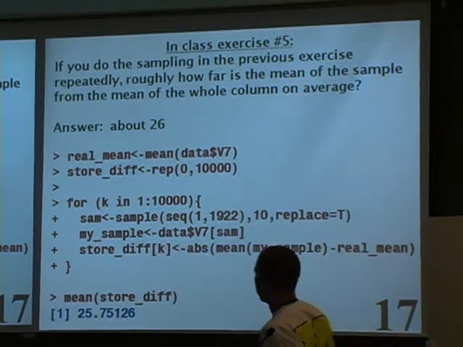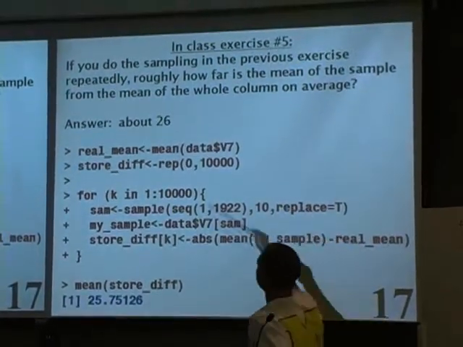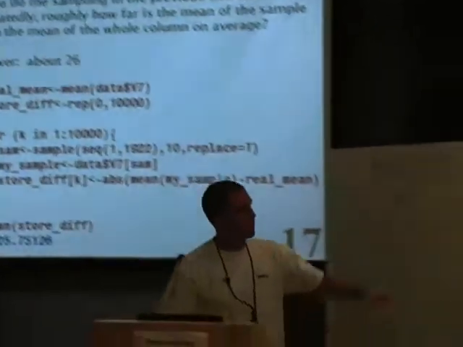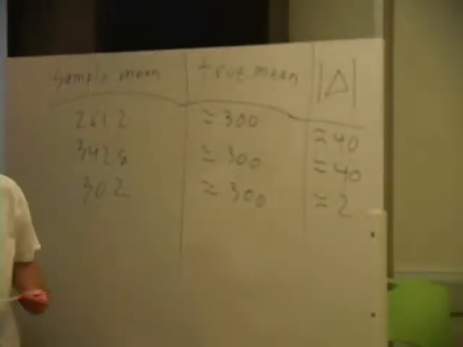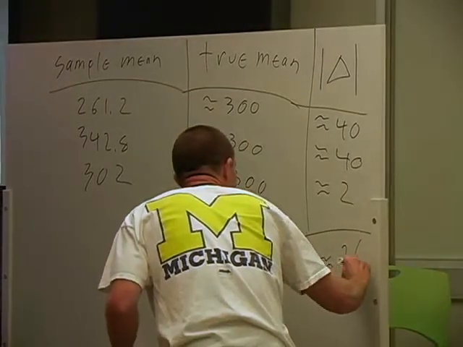And then I'm going to compute the mean of those, which this time came out to be about 25.7, or what I said here, about 26. Here you see, I got 40, 42. The claim is that this thing averages roughly 26.